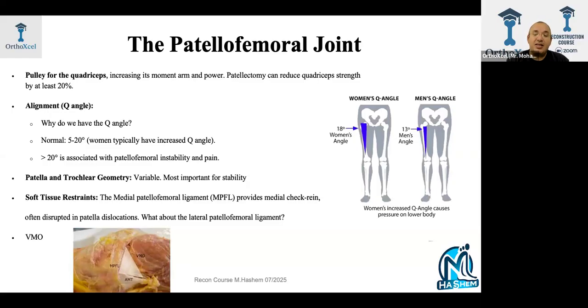So what is the drawback of that? The drawback of that is it always gives a lateral pull on the patella, so it tends to take the patella into a lateral dislocation. That's why you see lateral dislocation of the patella more than medial dislocation.